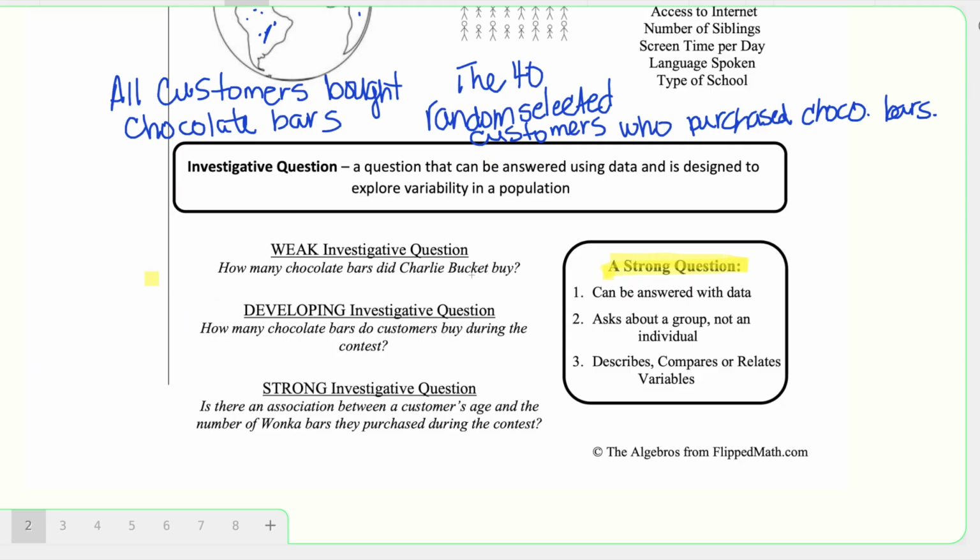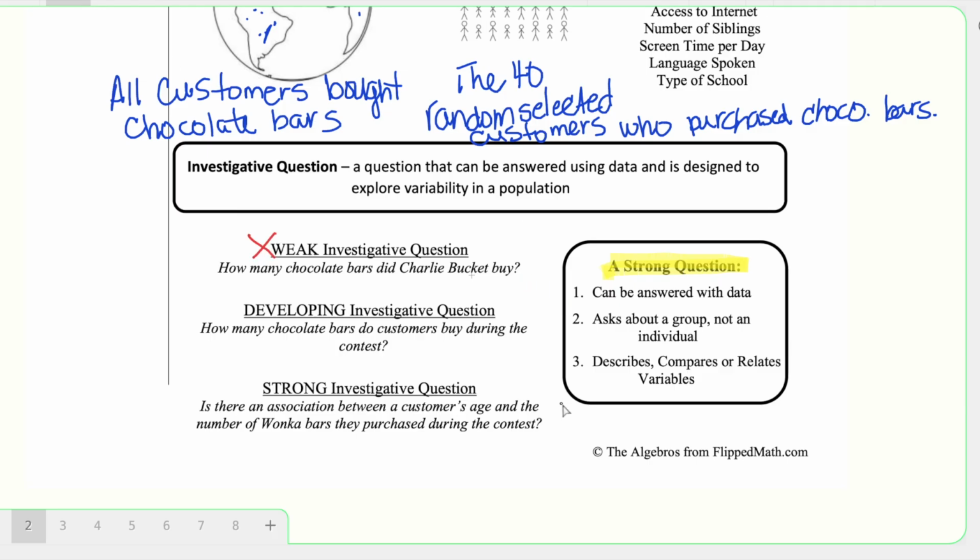So a weak one would be, let's look at this one. How many chocolate bars did Charlie Bucket buy? That does not sound like a very strong investigative question because it's individual, which is not addressing what number two needs. It needs a group, not an individual. So no, this one will not work.